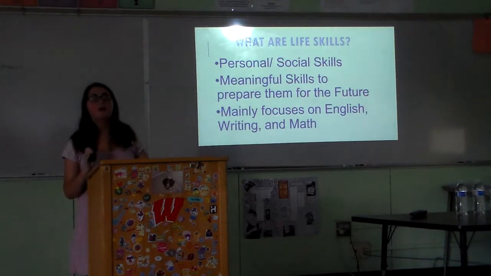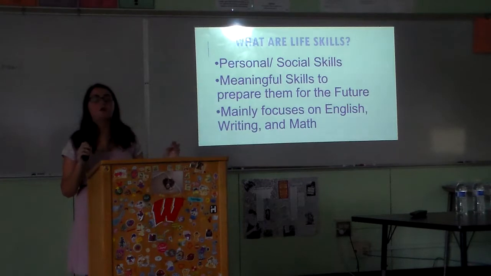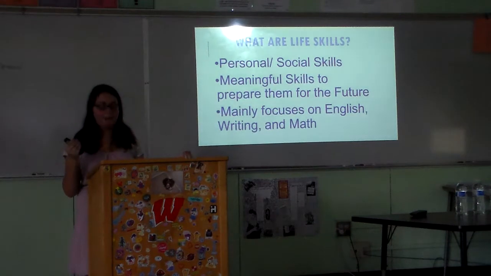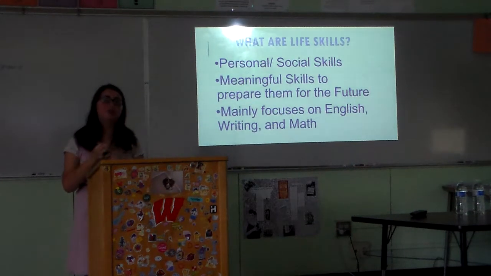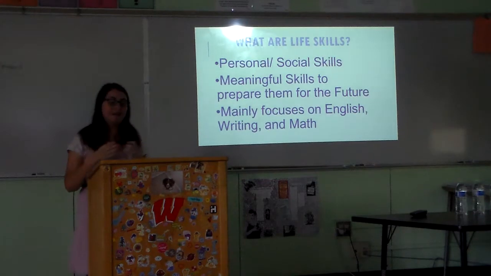The skills that are mainly focused on are in the fields of English, writing, and math. They spend a lot of time in the life skills room, and their goals and objectives are specified from their IEP, which is their individualized education plan, and other skills that can be used through the IEP are washing dishes, doing laundry, folding laundry, cooking. In other words, all these are skills that we take for granted.